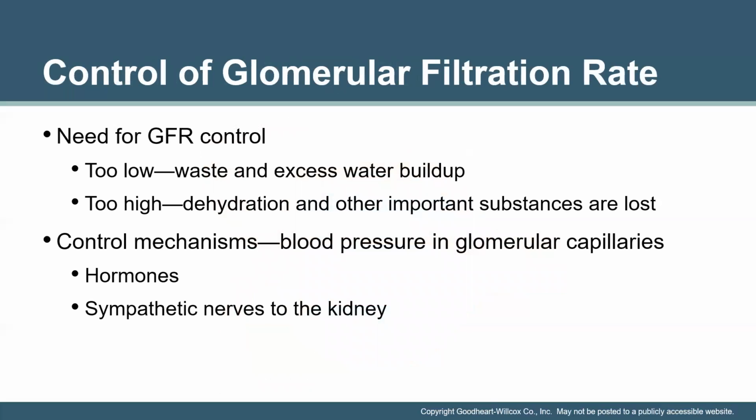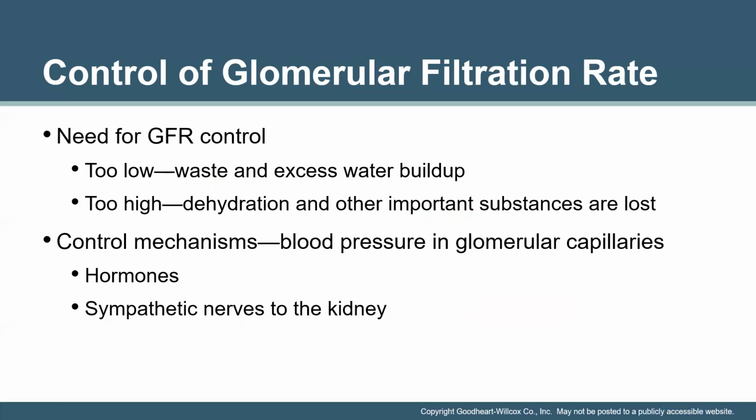So the reason that we need to understand the control of the rate of glomerular filtration is that if it is too low, the waste and excess water will build up. If it is too high, dehydration occurs and other important substances are lost.